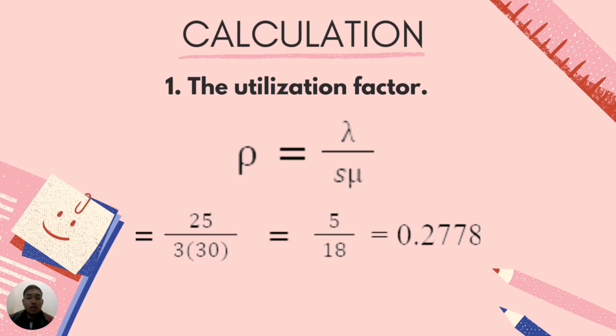The first question is to identify the utilization factor. The formula is rho equals lambda divided by S multiplied by mu. Since lambda equals 25, S equals 3 and mu equals 30, we use this formula. We get 25 over 3 times 30, which is 25 over 90, equal to 5 over 18, and the final answer is 0.2778. Therefore, the utilization factor is 0.2778.